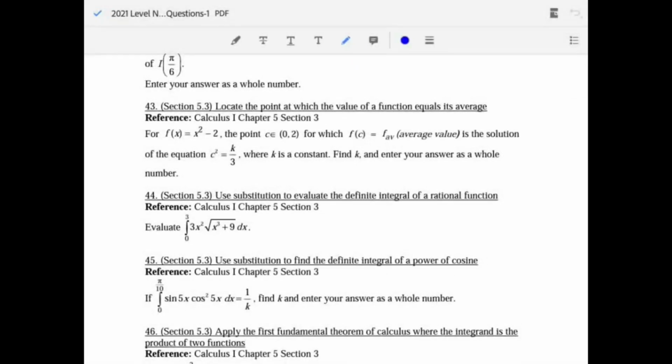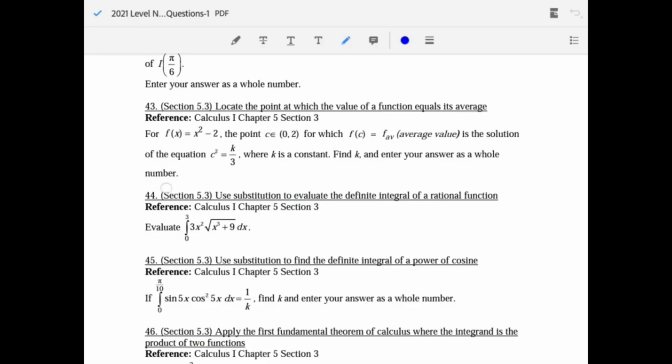Okay, question 43. For f of x equals x squared minus 2, find c for the average value, and then find c squared because most likely it will be in a radical form. So the average value, you find it by dividing the area under the graph by the width. So you're finding the average height, if you can get the intuition of that.